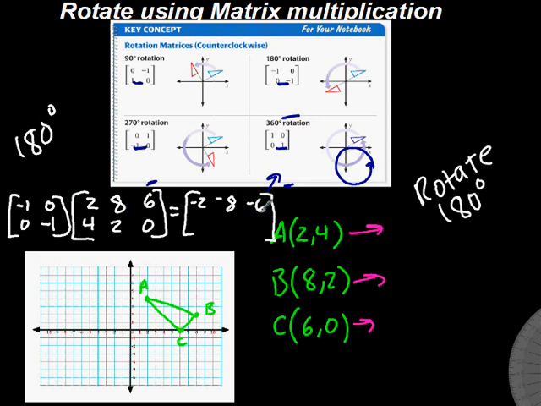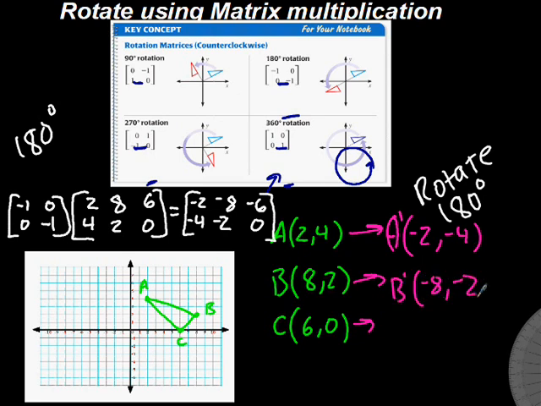And again, let's switch down to here now. I say 0 times 2 plus negative 1 times 4 is negative 4. And 0 times 8 plus negative 1 times 2 is negative 2. 0 times 6 plus negative 1 times 0 ends up being just 0. So I'm going to plot my new triangle. This is going to be A prime, which ends up being (negative 2, negative 4). B prime ends up being (negative 8, negative 2). And we've got C prime is (negative 6, 0).